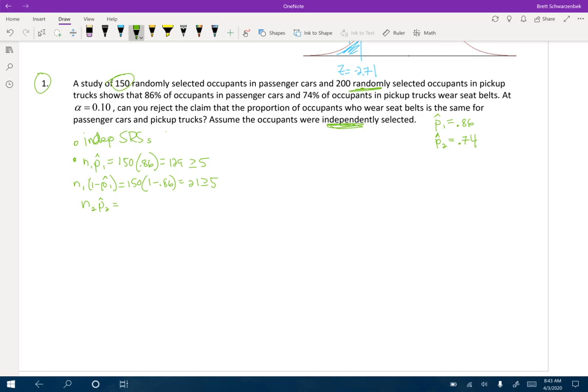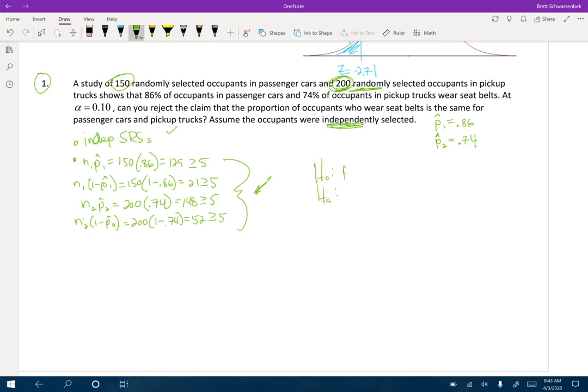So what about the next? This time we're given 200 pickup trucks. 200 pickup trucks times 74% wearing seatbelts is 148, greater than 5. And lastly, n2 times 1 minus p hat 2, 200 times 1 minus 0.74, which gives you, I believe, 52. So this whole thing allows us to determine normality, and we have it. Therefore, we can move on to our test. So, null and alternative.